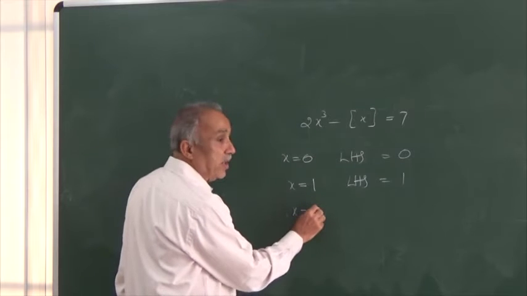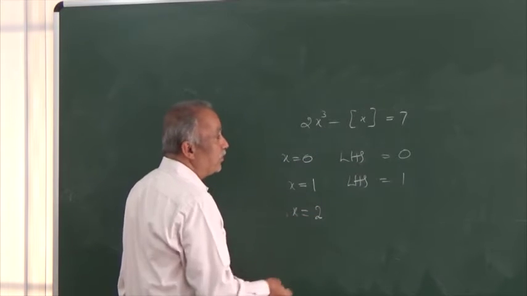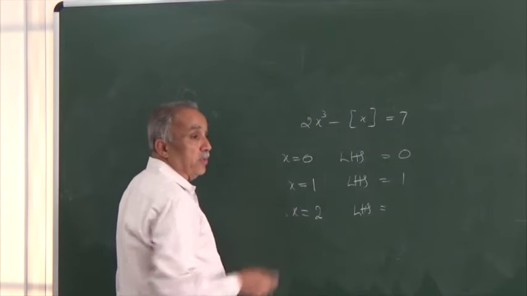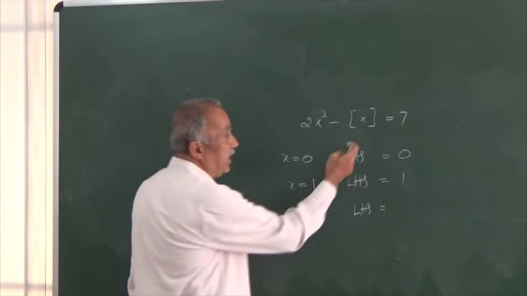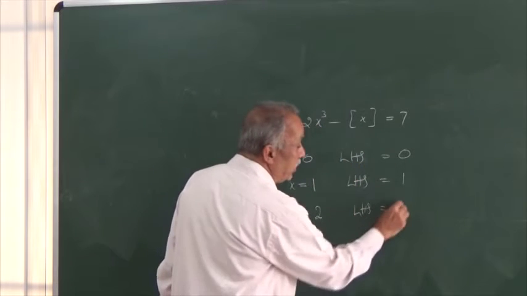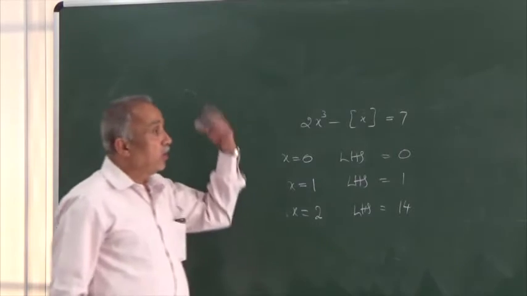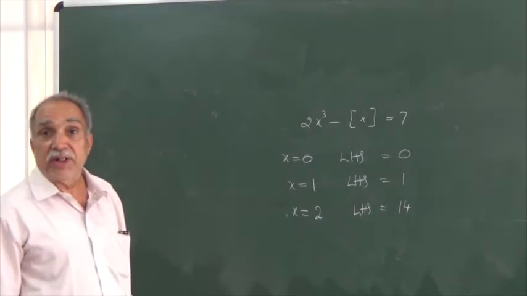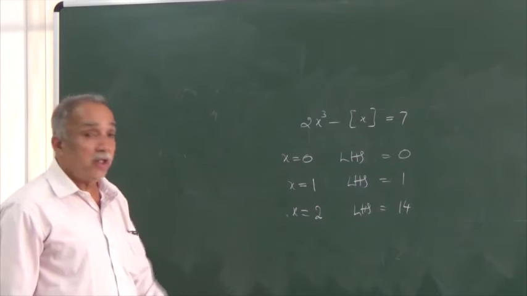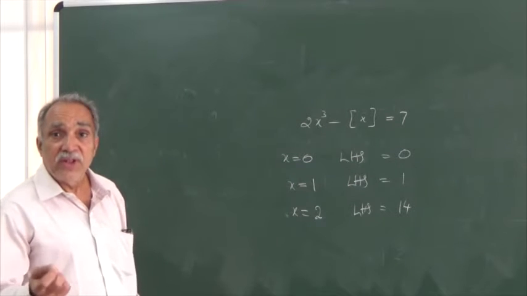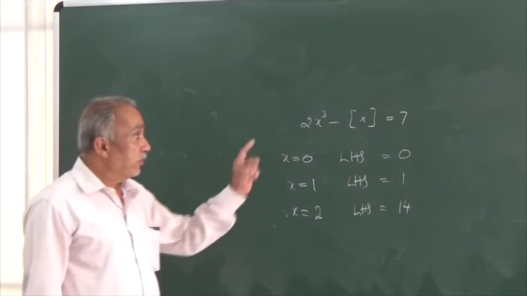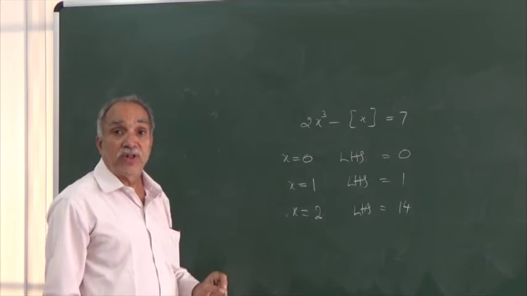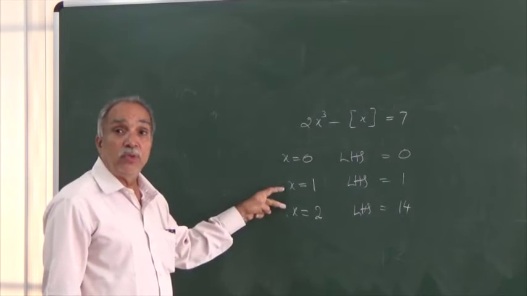Let me go to a higher value, say 2. Now the left hand side becomes 2 into 2 cube, 16, minus integer part 2, which is 2, giving 14. We have gone above the number on the right hand side, 7. This suggests your value or values of x satisfying the equation must be somewhere between 1 and 2.